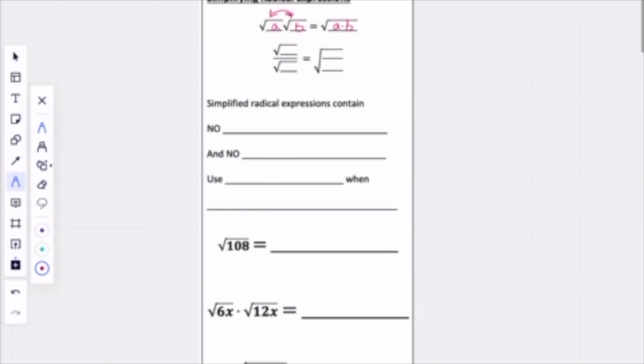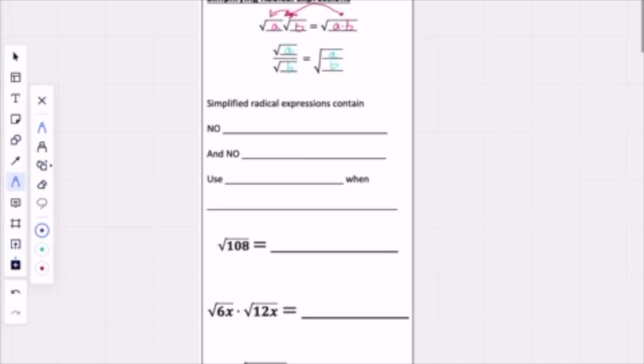We will often go from something that looks like this, where the product is in one radical, to this, where we separate them. Okay. And similarly, if you've got the square root of A divided by the square root of B, that's the same as the square root of A divided by B. That's handy as well. Okay, so what does it mean to simplify a radical expression?